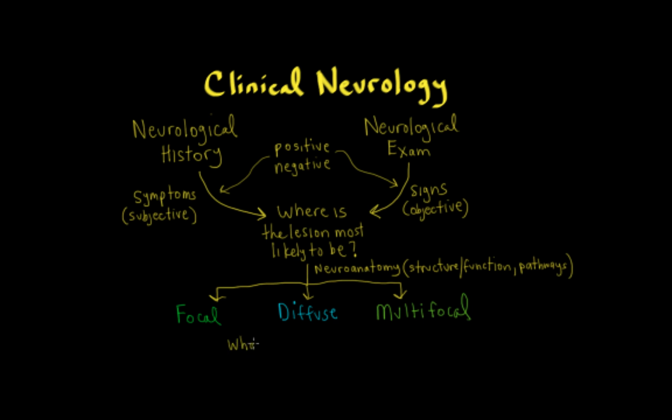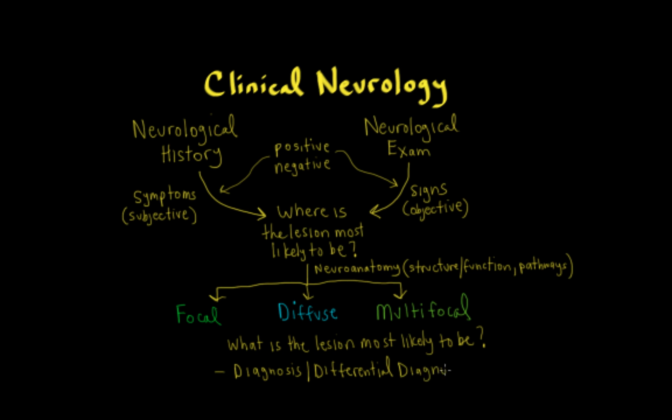Now, once you figure out focal, diffuse, multifocal, you really want to know, well, what is the lesion most likely to be? Okay? And that's going to help you figure out what the working diagnosis is most likely to be, and what are some alternative possibilities, your differential. We'll take care of patients really well as long as the correct diagnosis is on a differential. So it's very important, this whole process, going through localizing the lesion and then going to the next step and figuring out what this lesion is, to figure out the diagnosis and differential and then ultimately treat the patient.